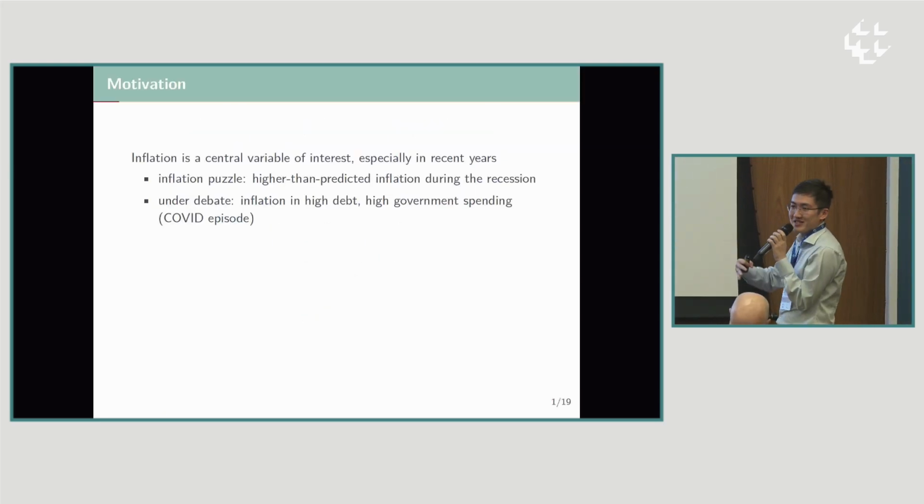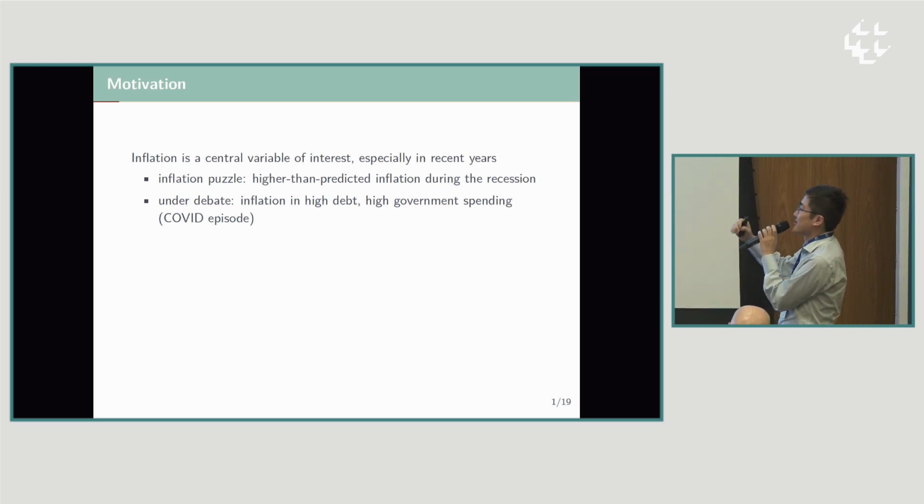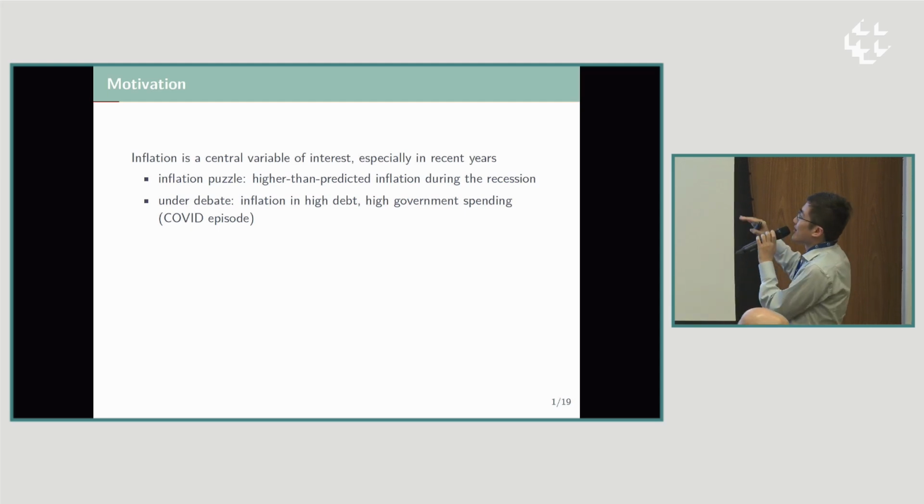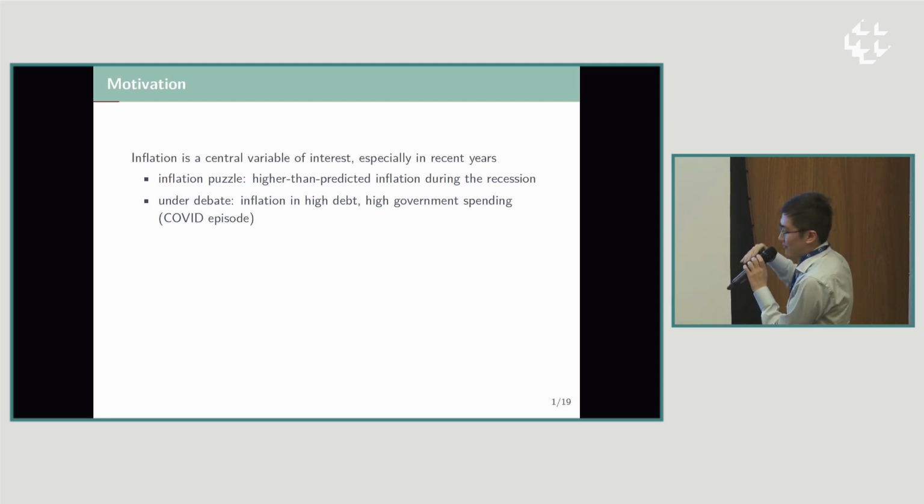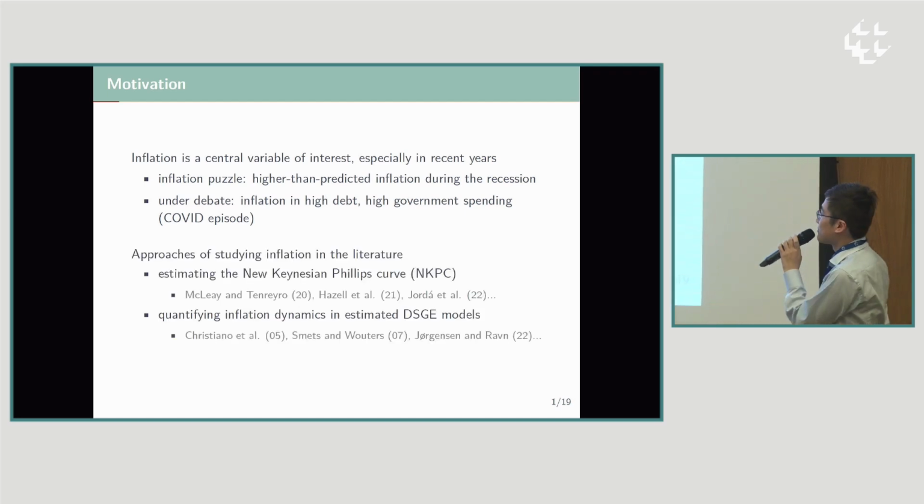So we know that, well, this is an inflation session, so I don't really need to motivate why we need to care about inflation, especially the central bank. But we know in recent years there's something in the literature called the inflation puzzle, which basically says there's higher than predicted inflation from the theories during the recession period. And also currently, in the COVID period, we have an inflation environment with very high debt and also very high government expenditure.